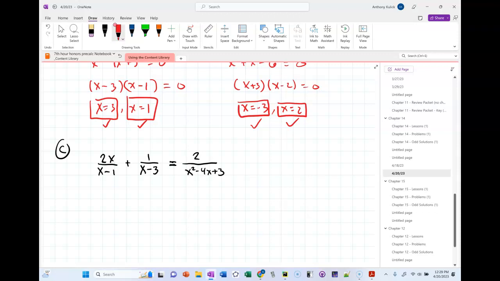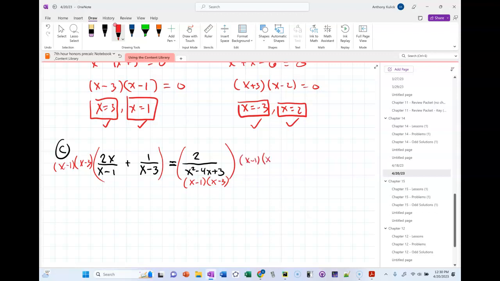How does x squared minus 4x plus 3 factor? x minus 1 times x minus 3. Yep, sounds like you guys are starting at opposite ends. I'm going to meet in the middle there. So now that we've got it factored, what would the least common denominator be? x minus 1 times x minus 3. Yep.